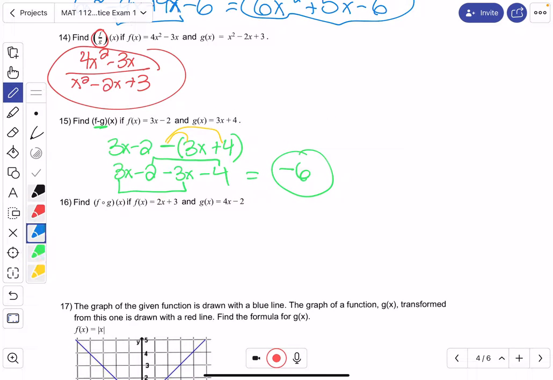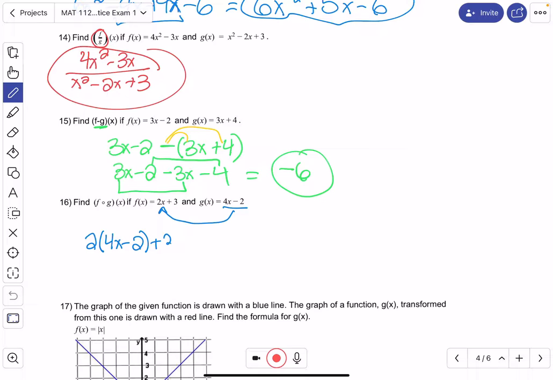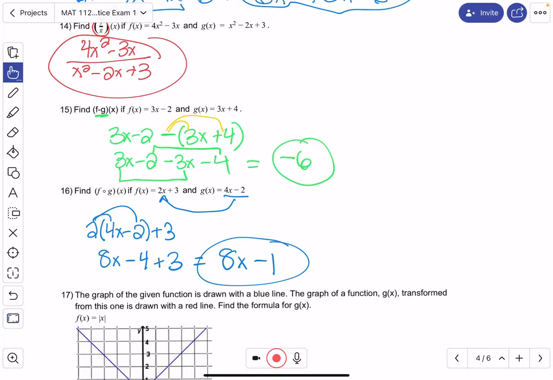All right, now we're going to do a composition. F of g, remember that the circle is our composition. So it means we're going to take g and plug it in for x in f. So instead of x, I'm going to write 4x minus 2, and then I'm going to distribute. So 2 times 4x is 8x, 2 times negative 2 is negative 4, bring down the plus 3, and then I combine like terms and get 8x minus 1. So we're just doing those operations with our functions.